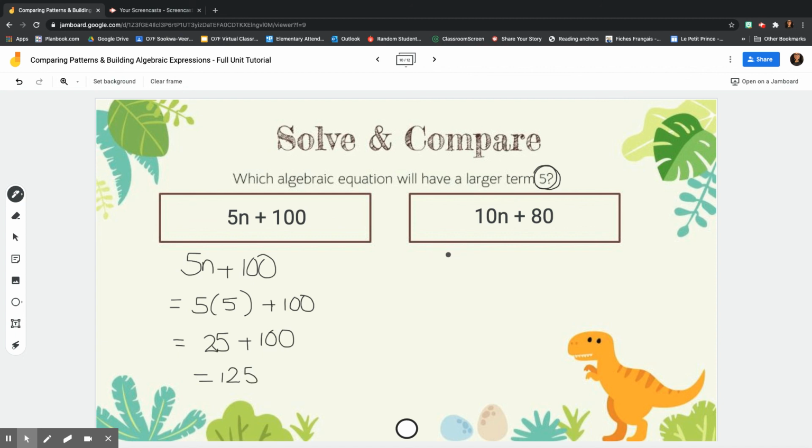Let's do the next one. 10n plus 80. And again, we're looking to solve term 5: equals 10 times 5 plus 80, equals 50 plus 80, equals 130.